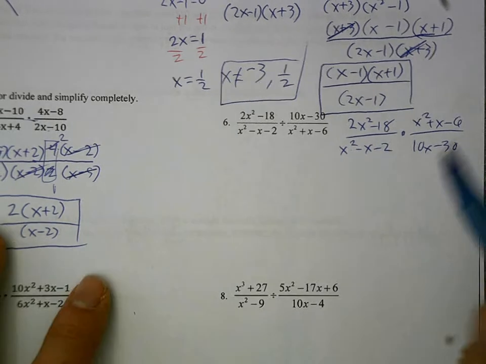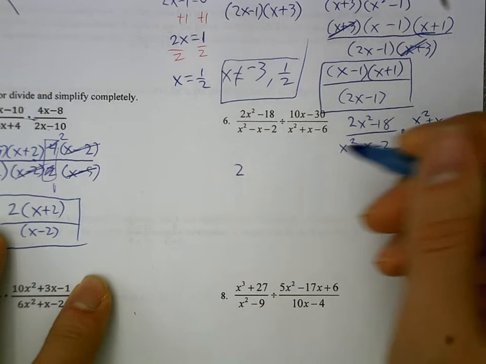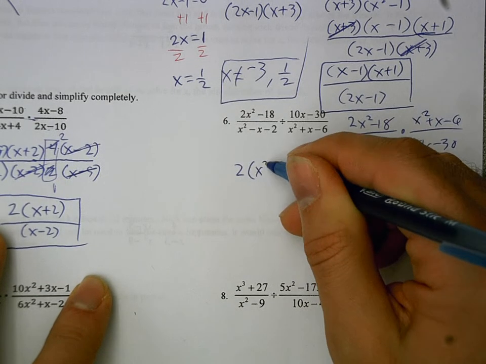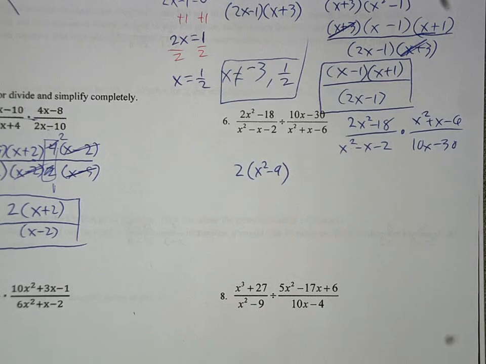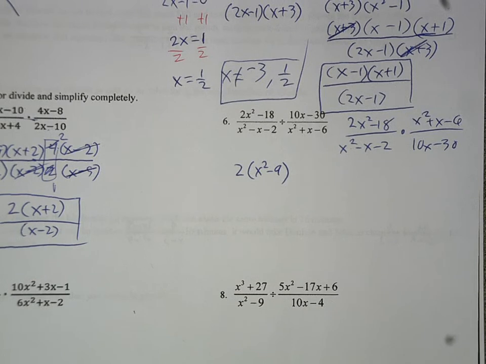Okay, 2 comes out. Okay, x squared minus 9. So, this is good. This is the first step. This one factors more, though. So I'm going to have somebody else, I'll take a volunteer. Who wants to finish factoring that one? Go for it.